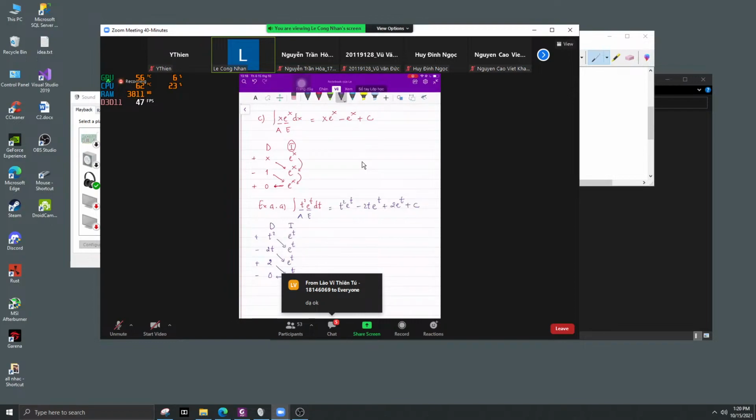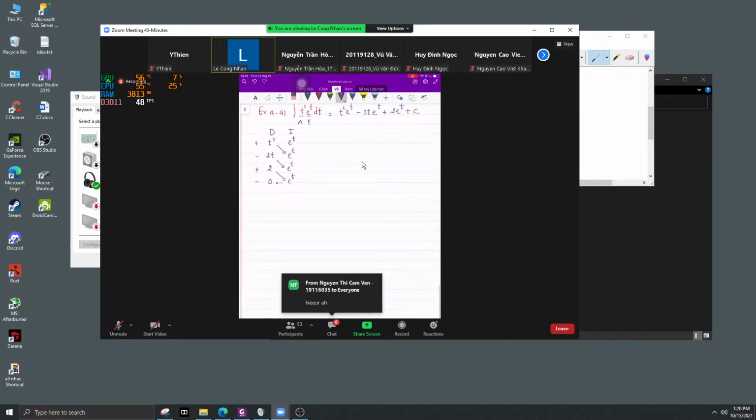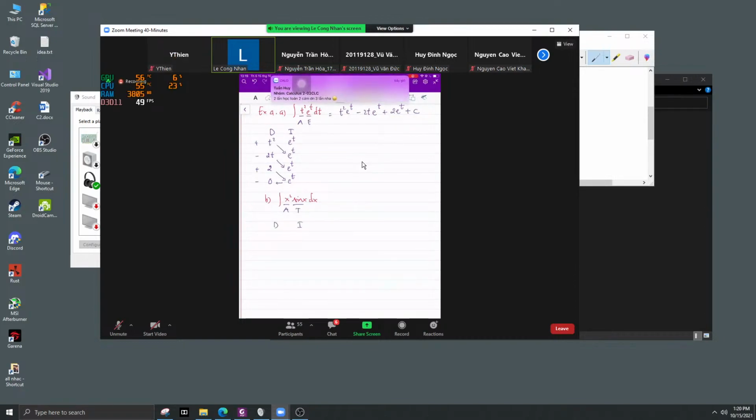Okay. The next example: we have the integral of x squared times sine x dx. So here we have the product of x to the second power, that is the algebraic function, and we have the trig function. So apply the DI method, for u equal x squared, and the trig function is sine x.